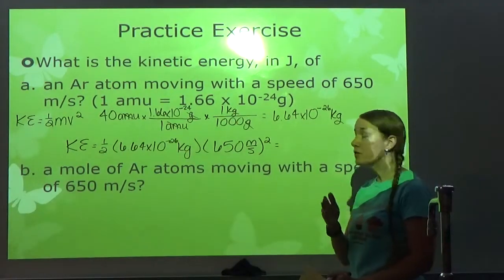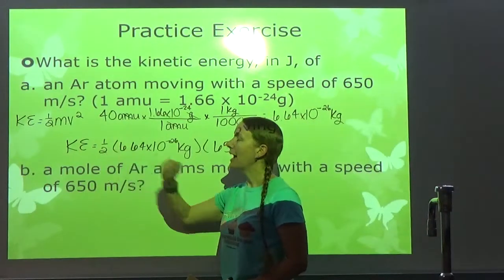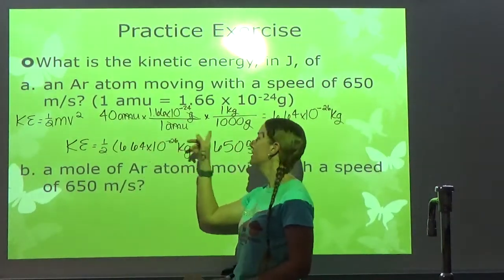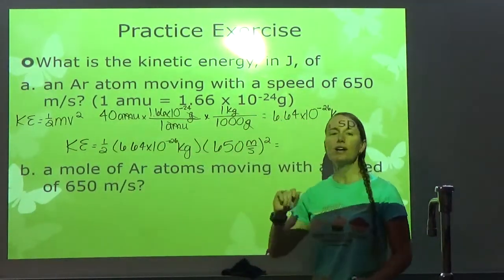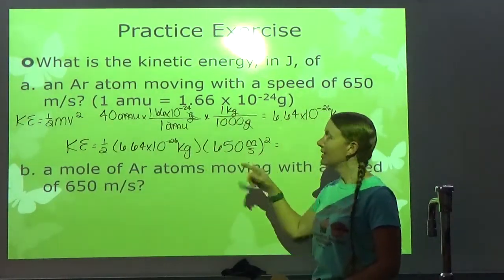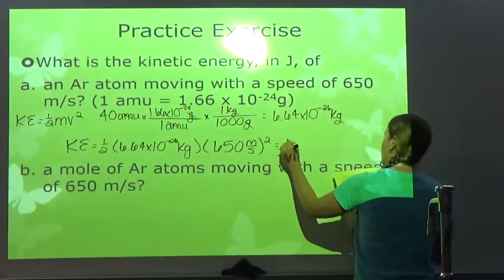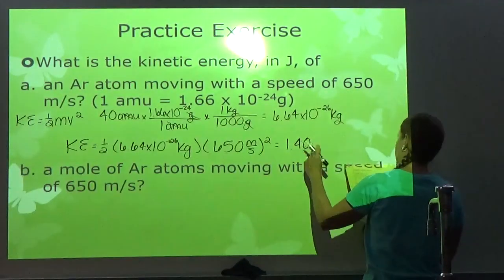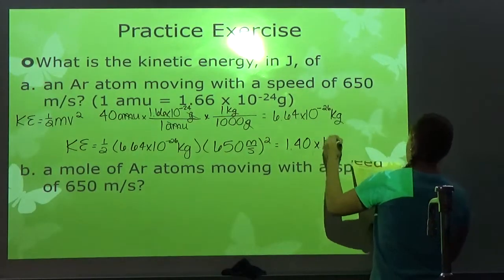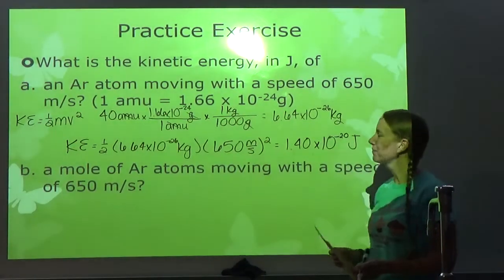Now, the important thing you have to remember is when you put this into the calculator, if you just do half or 0.5 times this, and then square, sometimes it'll square the whole thing. So make sure you're only squaring the 650. All right, so once you do all that, you should get 1.40 times 10 to the negative 20 joules. So hopefully you got that.